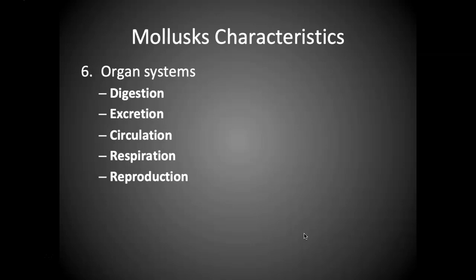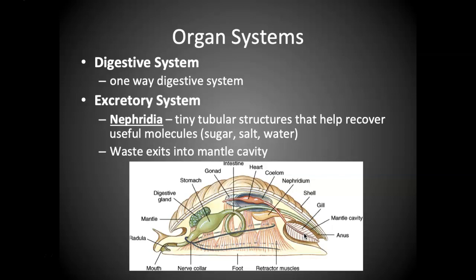Okay. Next, once again, we're talking about more advanced animals. And so these are going to have more complex organ systems. We have now five different types of organ systems. We have a digestive system, an excretory system, a circulatory system, respiratory system, and reproductive system as well. And so we'll get into more details about that here as well. So let's talk about the digestive system.